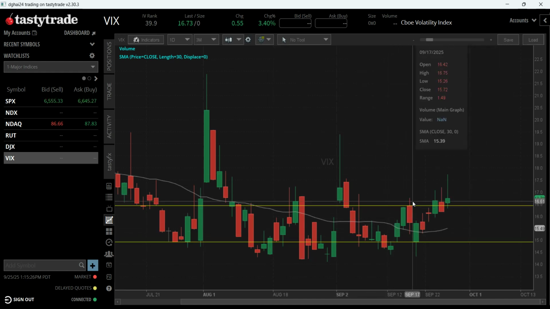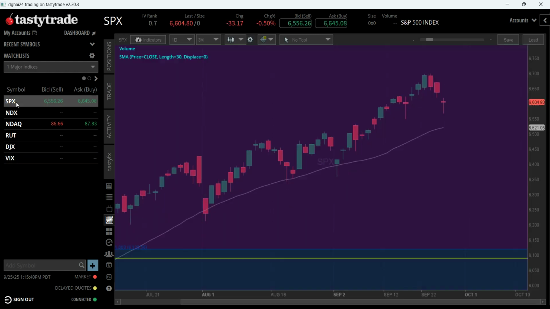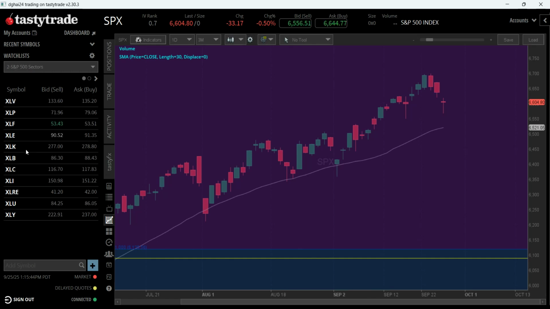The 14 area up to the 16 or 17 area, that's an extremely tight range, and it's also very low. That's why we're seeing new records or new levels in the indexes. So to summarize it, we have some bull flag setups on the indexes. Now we'll take a look at the sectors.